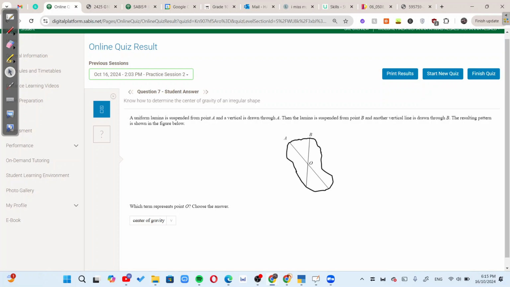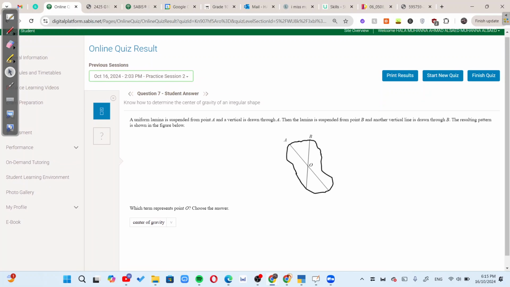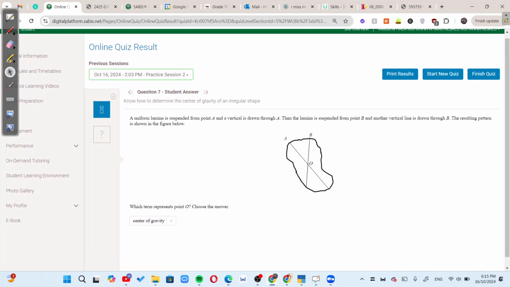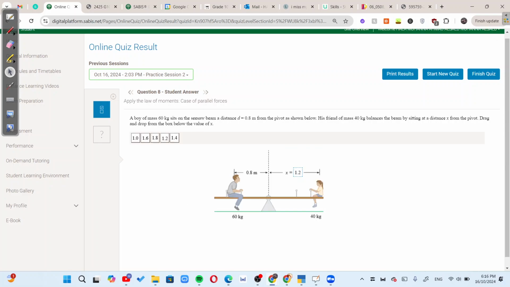Okay, so when you have an irregular shape, you're supposed to do an entire process for it that I'm going to explain in one of the upcoming questions. And so yeah, just know whenever you have two intersecting lines from a lamina suspended, point O would be your center of gravity. Memorize it like this whenever you see a shape like this with a center of two intersecting lines.